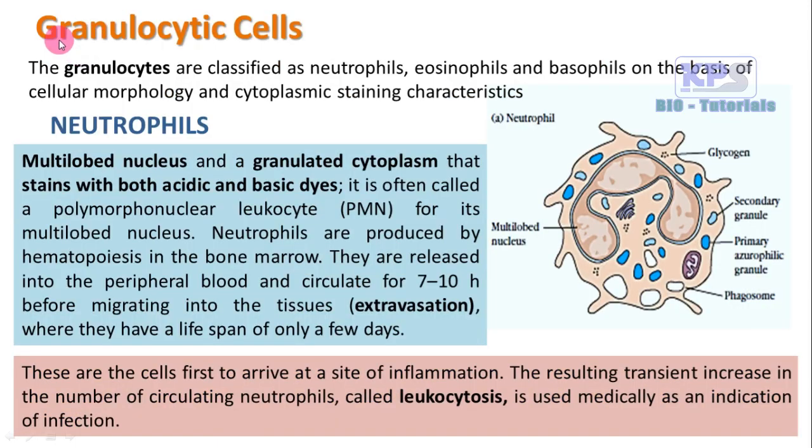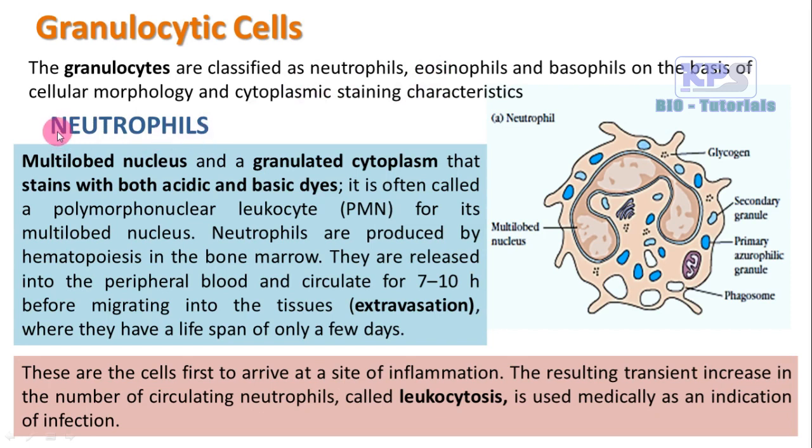Then let us discuss another cell type in the myeloid lineage, that is granulocytic cells. You know, in our blood there are many granulocytes. The granulocytes are classified as neutrophils, eosinophils and basophils. This classification is based on the cellular morphology and cytoplasmic staining characteristics. Cellular morphology means the shape and structure of the cell, as well as the staining properties of the cell. This classification is made on that basis.